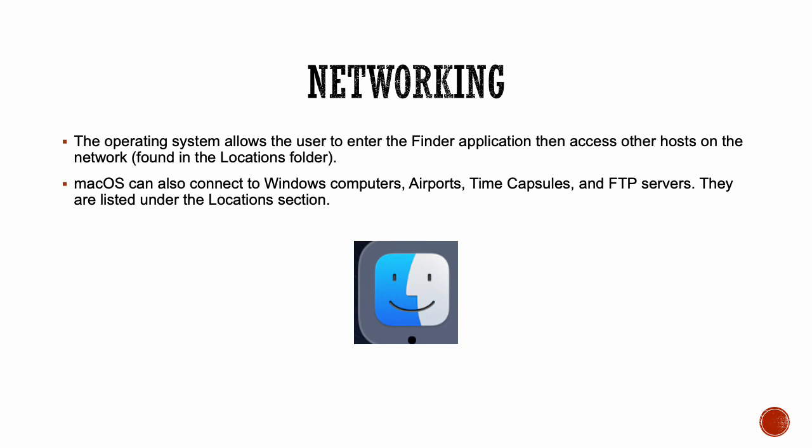One network capability of macOS is that it'll allow you to see other hosts that are on the network. And this can all be found in the Finder application. And macOS does support other operating systems that are on the network. So if there's another computer that's using Windows, you can simply click on the system and you'll be able to see its directory. Mac also supports the viewing of other Apple devices such as airports, time capsules, and FTP servers, and this is all listed in the locations dropdown in the Finder application.